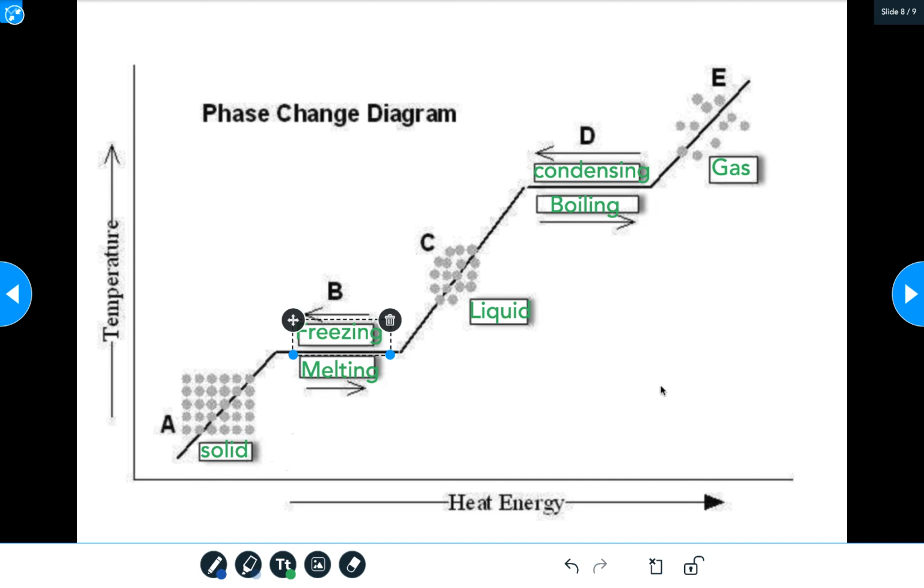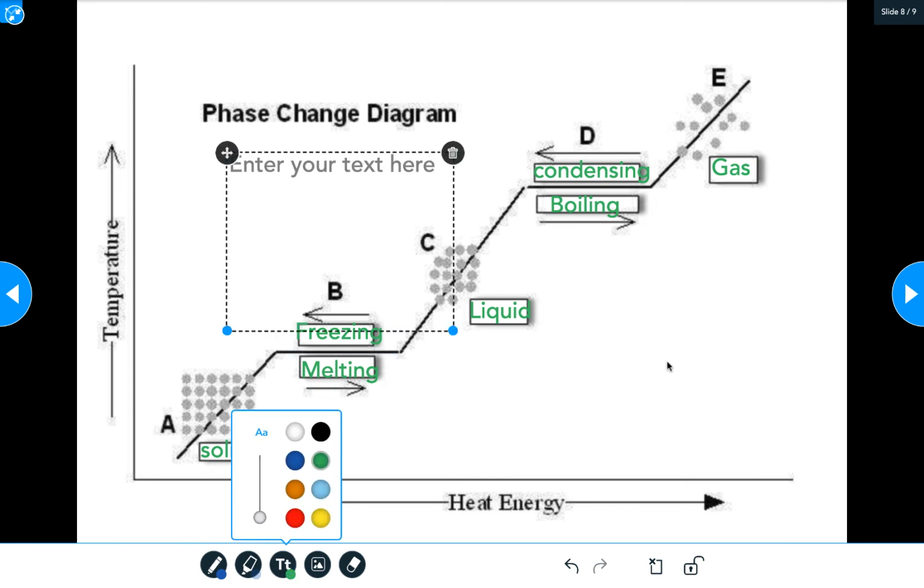Okay, on the next slide, it'll be your turn to fill in this phase change diagram. You don't have to go with all green colors. You can pick whatever colors you want. Have fun with it.